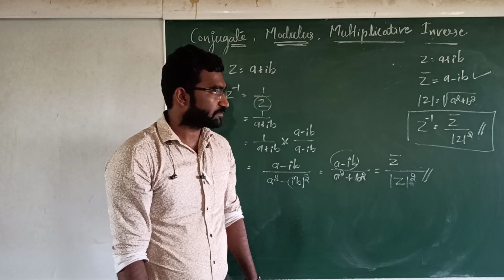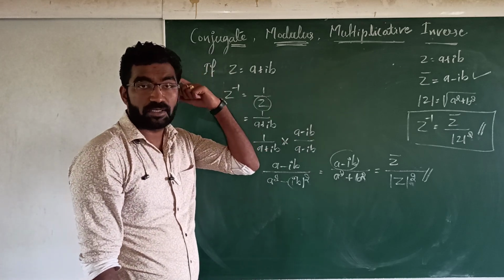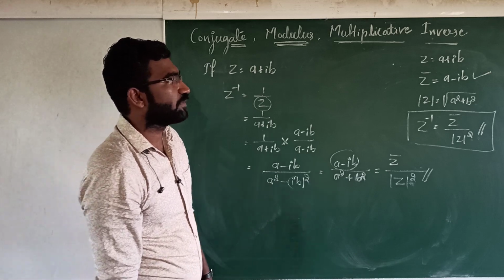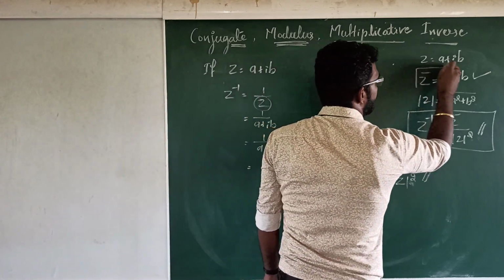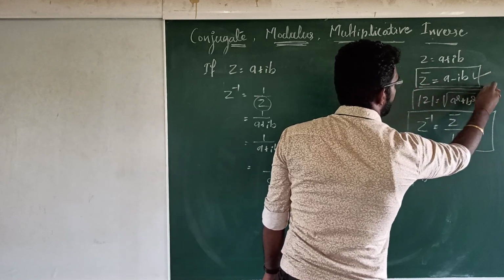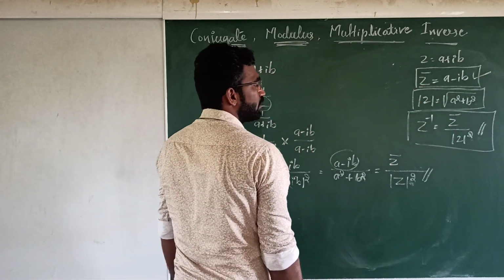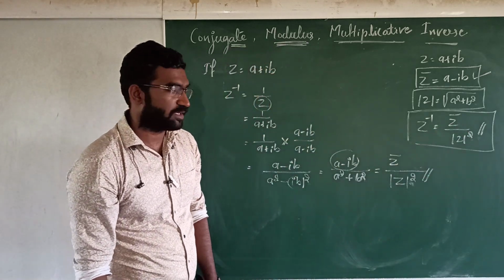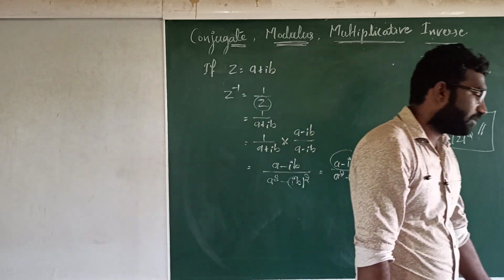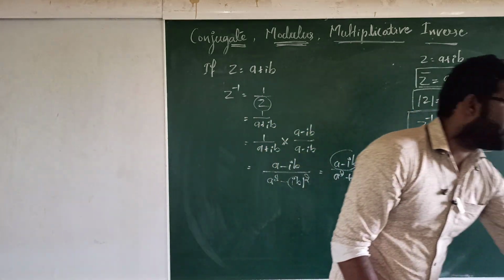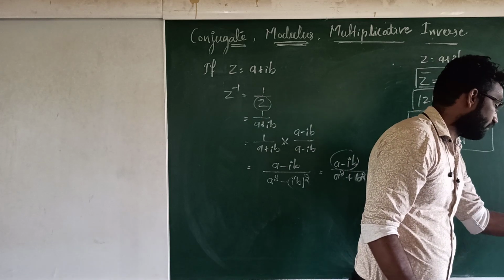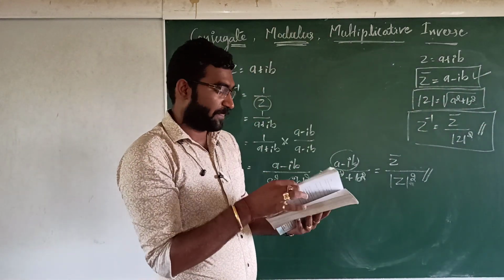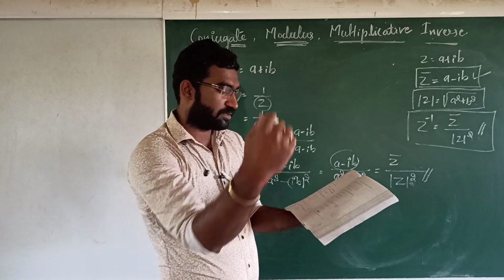So now we are going to find the multiplicative inverse of given numbers. To find the multiplicative inverse you should remember these three. This is mod z, and the multiplicative inverse is given by z bar divided by mod of z whole square. So in your textbook the questions are given like that. Okay, this is your first year textbook. In exercise 5.1 some questions are there.